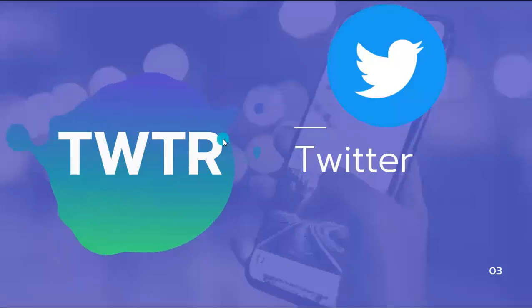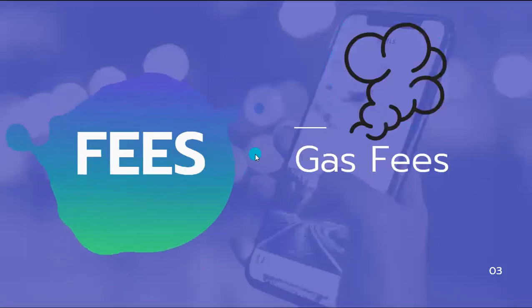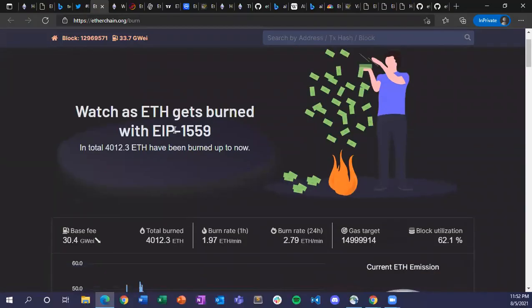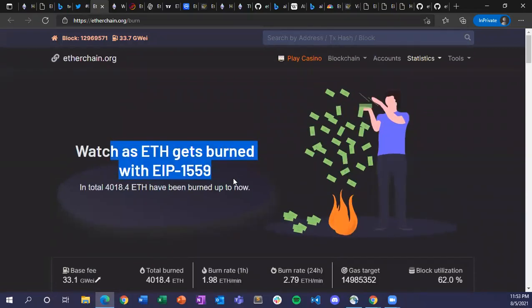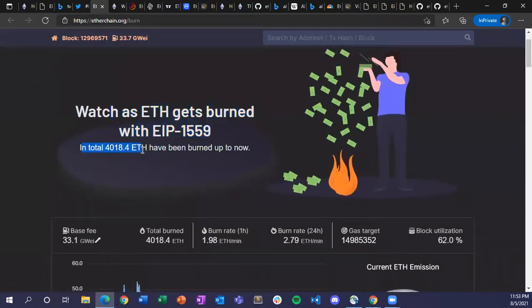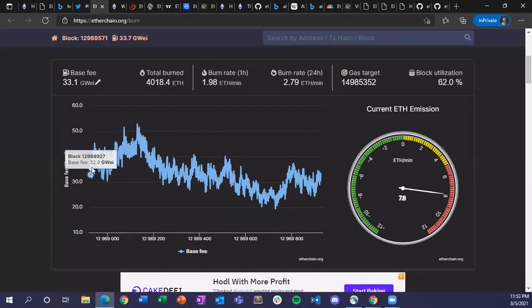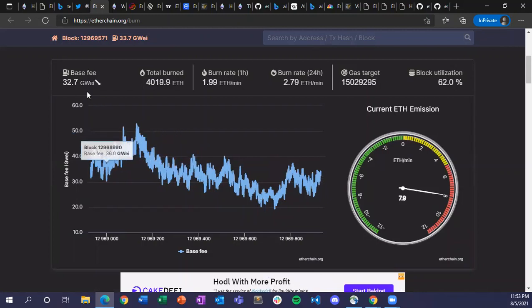Now, if we go to the next part, speaking of fees, let's check on those gas fees, right? So if we go to etherchain.org, we can watch as ETH gets burned with EIP 1559. It says here in total, over 4,000 ETH have been burned up to now, just within the first day or so. Now, if we take a look at the chart here of what looks like the past day, we see here the overall fee has been trending slightly down. Looks like it's been pretty flat over time.